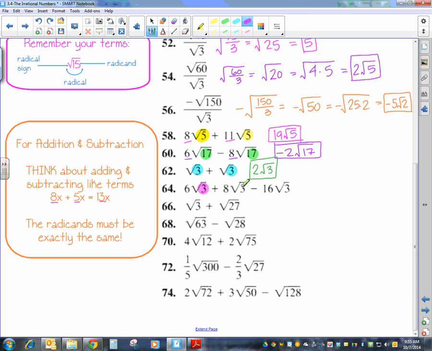Again, radical, radical. Each of those radicands is the same. So if each of them is the same, I'm going to do 6 plus 8 minus 16. 14 minus 16 is negative 2, and my blob stays the same as what I highlighted.